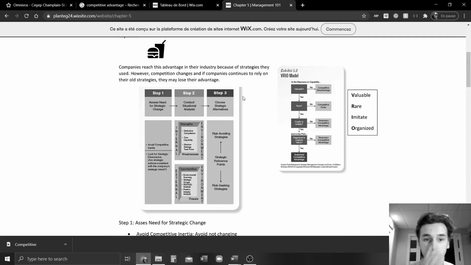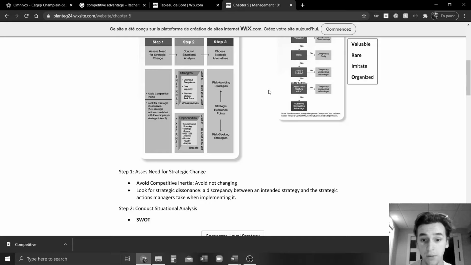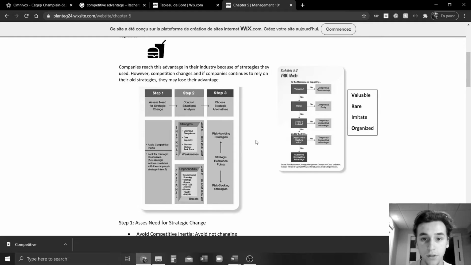So first, step one you want to do is assess the need for strategic change. You need to avoid competitive inertia. It is when a company is not willing to make changes. They think they want to, but they don't do anything. Next, look for strategic dissonance. This is a discrepancy between an intended strategy and the strategic actions managers take when implementing it. So sometimes there can be a misunderstanding between the board of directors and the management team when it comes to implementing certain strategies.